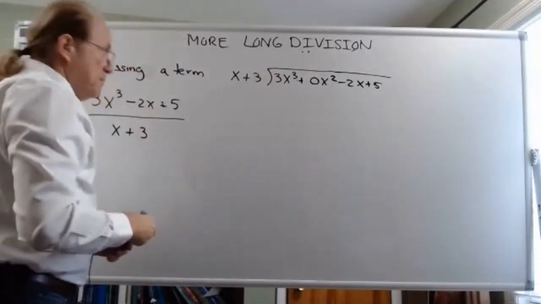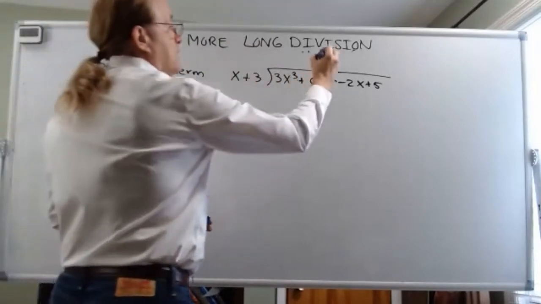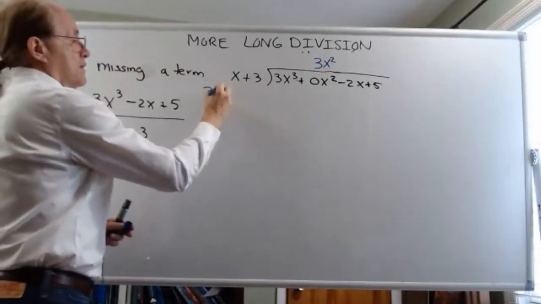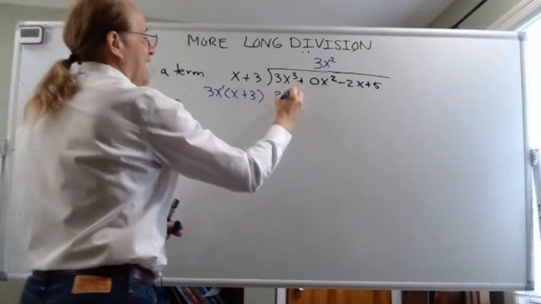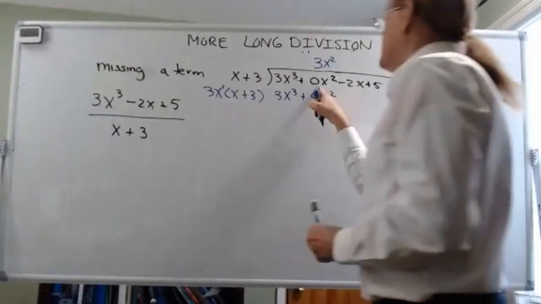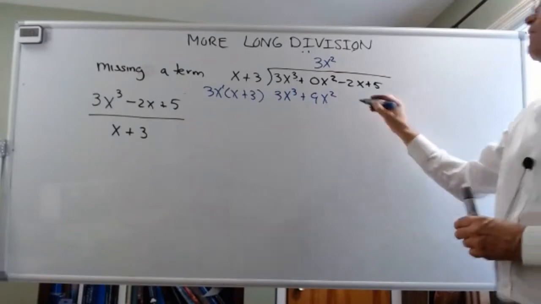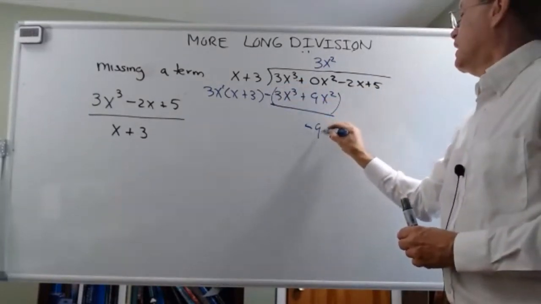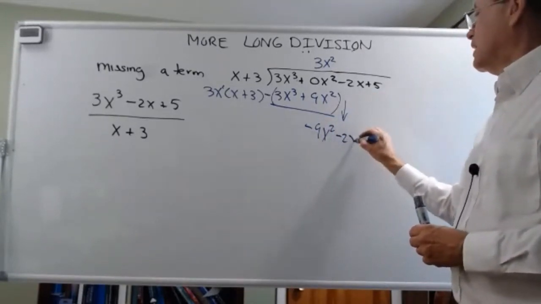Well, I start out by what do I multiply x by to get my 3x cubed? Well, it's a 3x squared. So I multiply that. So that gives me my 3x cubed plus 9x squared. Now, if I had the minus 2x over there, some people might just try and subtract the x squared from the x term. But this avoids the problem. Next step is you subtract. That gives me minus 9x squared, and then I bring down the negative 2x.